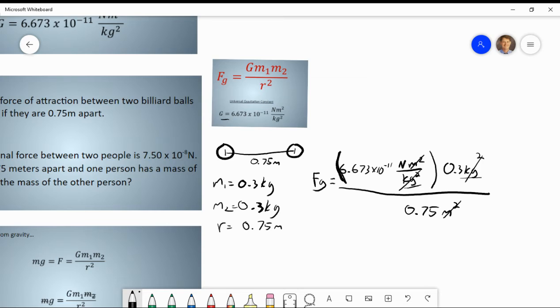All right, moving on. 6.673, second, double E, negative 11. You got to do your sig figs. You got to do your scientific notation right. Times 0.3 squared, divided by 0.75 squared.